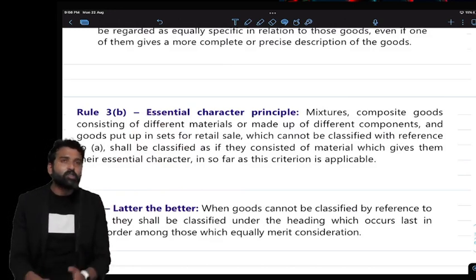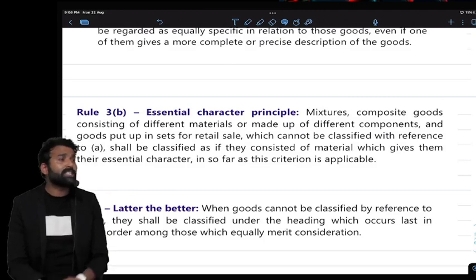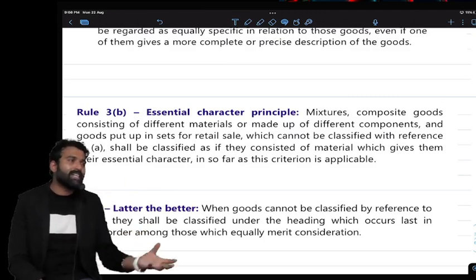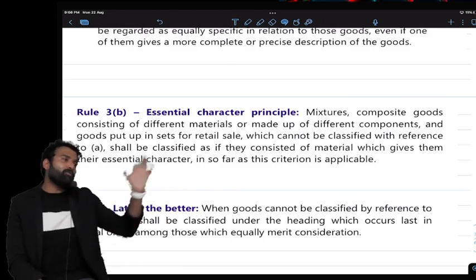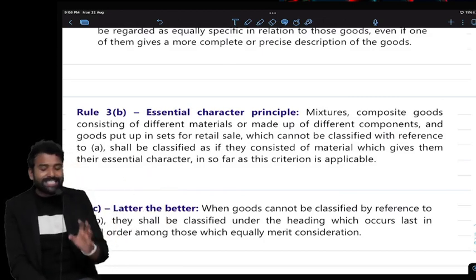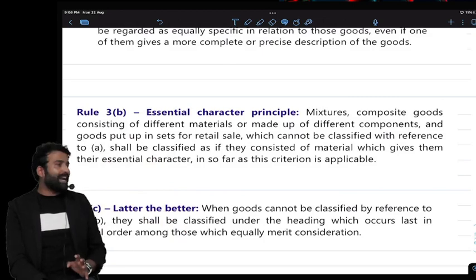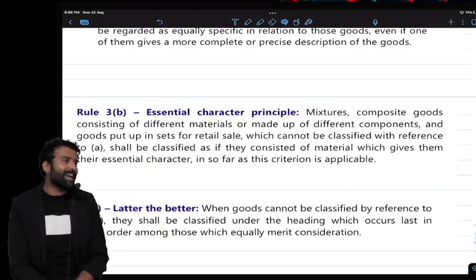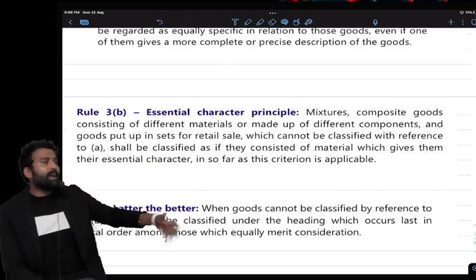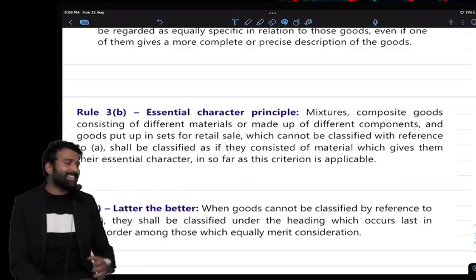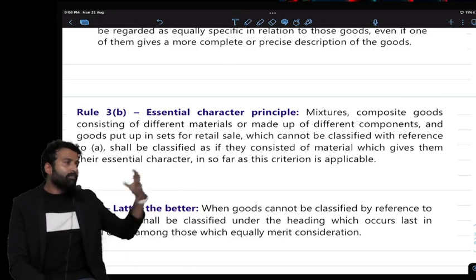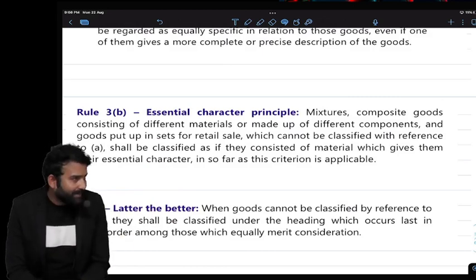of our good. So if I am importing two or three things, like a mobile phone, its headphone, its charger, some accessories, then the whole product will be treated as a mobile phone, because the mobile phone is the principal item. The mobile phone gives it the essential character. So if I am importing a mobile phone, but with it I am also importing the accessories, then the whole will be treated as mobile phone only. Okay.